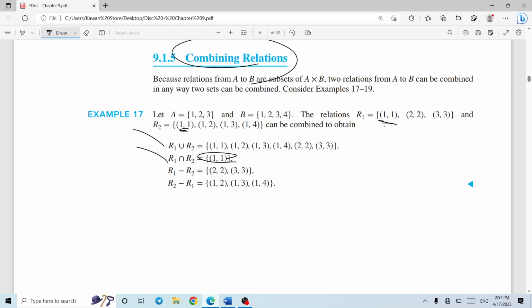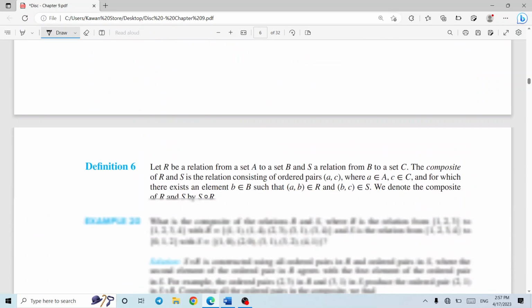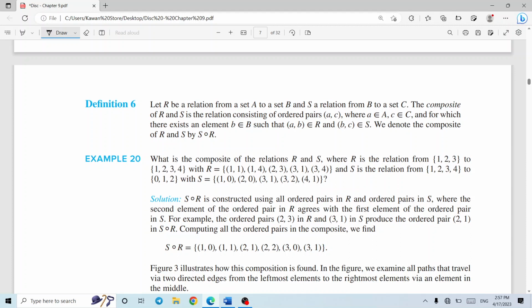Kindly tell me which ones we have. 2, 2, 3, 3, right? How about R2 minus R1? It means in R2 but not in R1. So you can check that one. It's easy. Now, we have a composition of two functions, two relations, sorry.